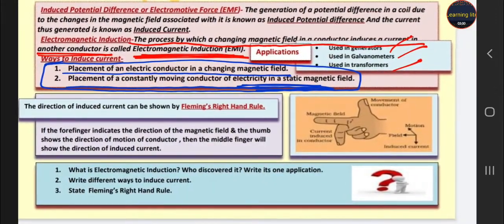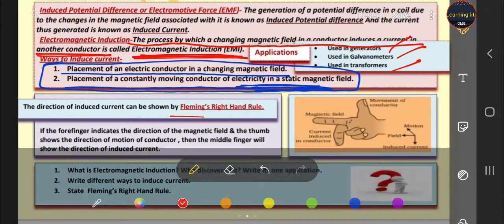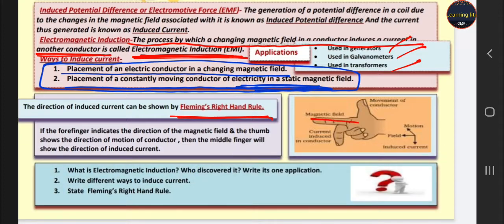And what is the rule here? That is Fleming's right hand rule. Here your forefinger indicates the magnetic field, your middle finger indicates the induced current, and your thumb points in the direction of movement of the conductor. So this is your Fleming's right hand rule.